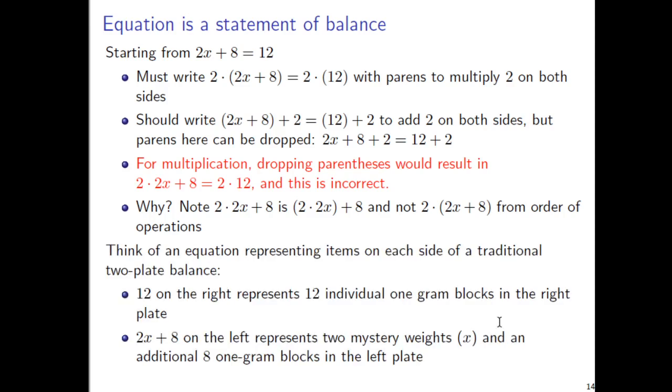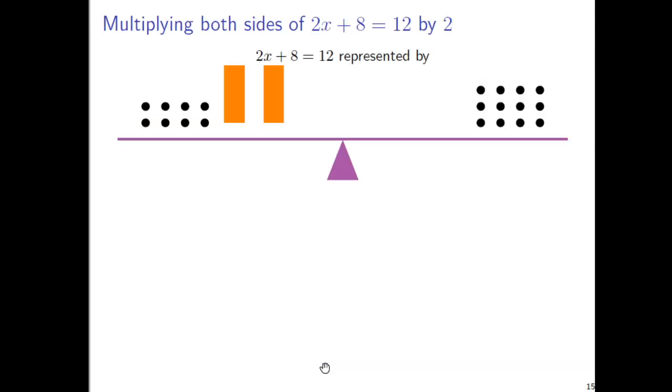Right? So think of an equation as representing items on one of those balances, like a physical balance I'm thinking of that has 2 plates, and does the balance tilt or not? So think of it like this: 2x plus 8 equals 12. The 12 on the right side represents 12 individual weights that are each 1 gram apiece. Okay, the 2x plus 8, let's say that represents 2 mystery weights, the mystery because of the x, so 2 times x, so 2 of those, and then there's 8 additional 1 gram blocks. So here's the picture that I have in mind.